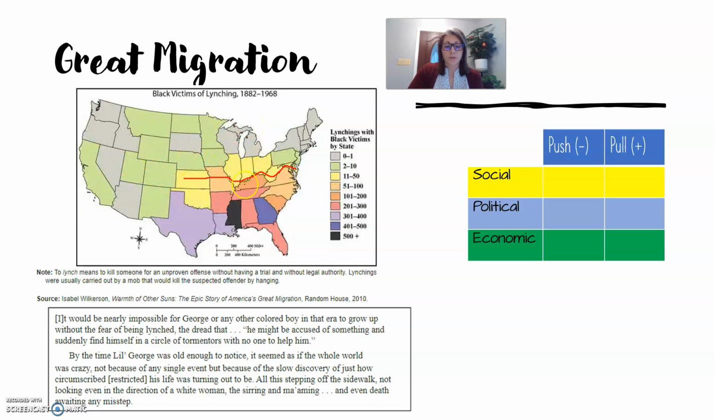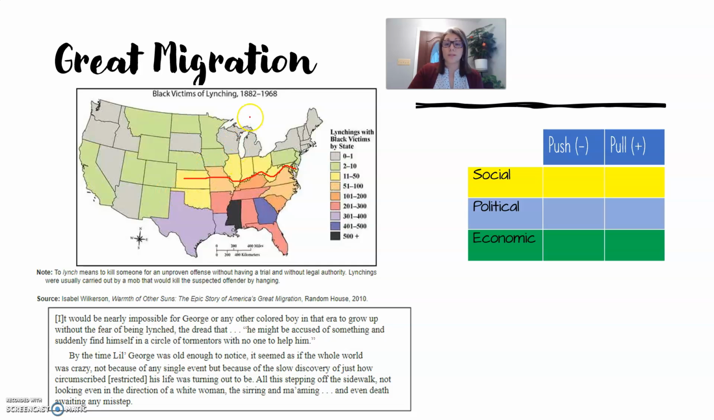It'd be nearly impossible for George or any other colored boy in that era to grow up without the fear of being lynched, the dread that he might be accused of something and suddenly find himself in a circle of tormentors with no one to help him. By the time little George was old enough to notice, it seemed as if the whole world was crazy, not because of any single event, but because of the slow discovery of just how restricted his life was turning out to be. All this stepping off the sidewalk, not looking in the direction of a white woman, and sirring and ma'aming, and even death awaiting any misstep.